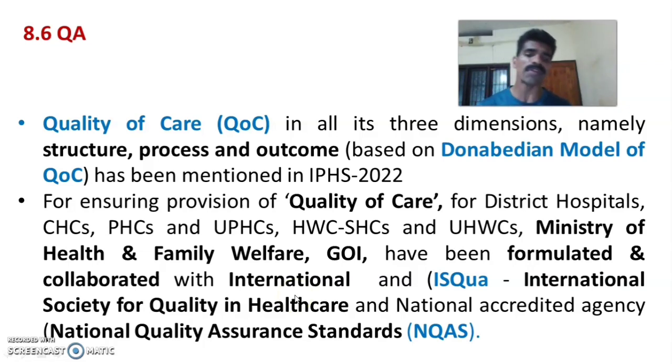So the Ministry of Health and Family Welfare, Government of India formulated and collaborated with different international and national accredited agencies to ensure the quality of health care at district hospitals, community health centers, primary health centers, urban primary health centers, health and wellness centers, sub-health centers, and urban health and wellness centers. Okay, so an international agency such as ISQua, that is International Society for Quality in Healthcare. An example of a national accredited agency is National Quality Assurance Standards or NQAS. So all these things are clearly mentioned in the IPHS 2022 for PHC.